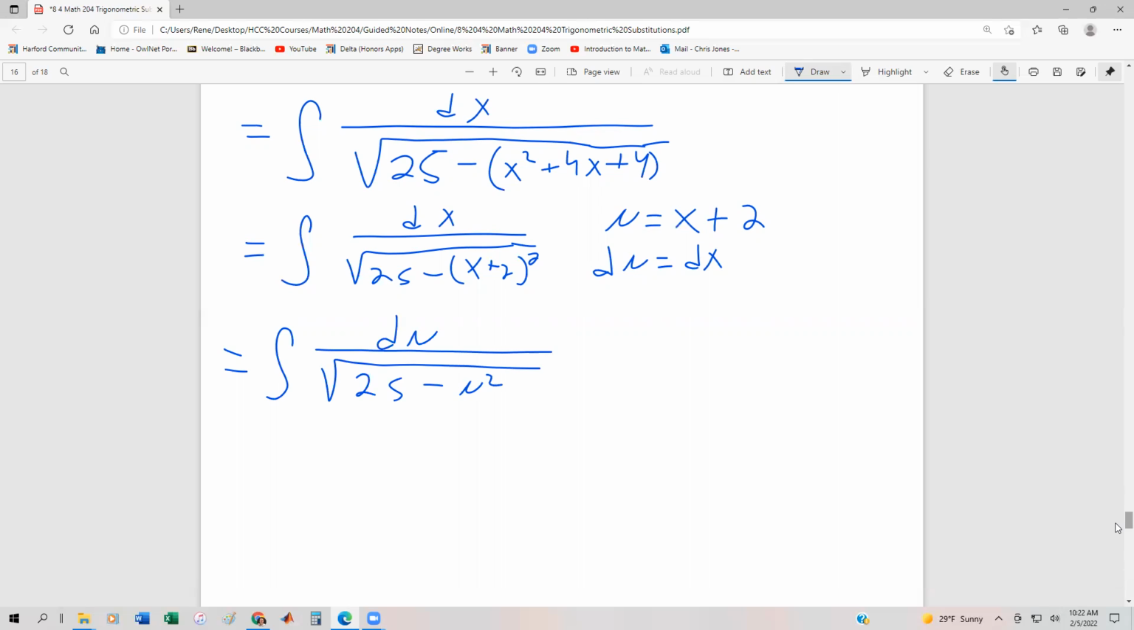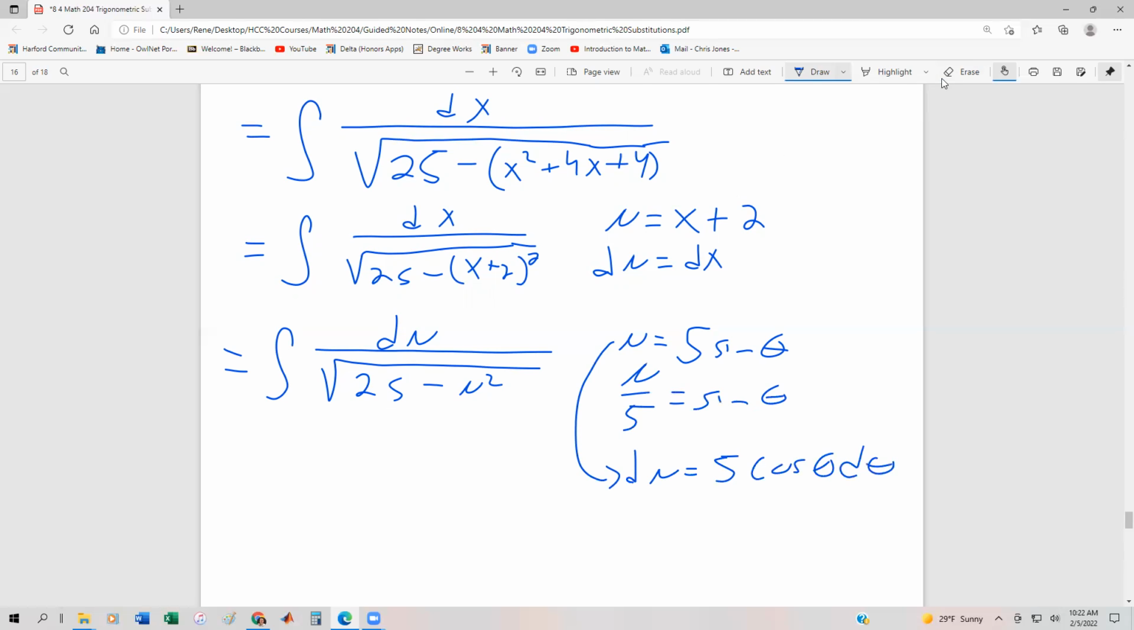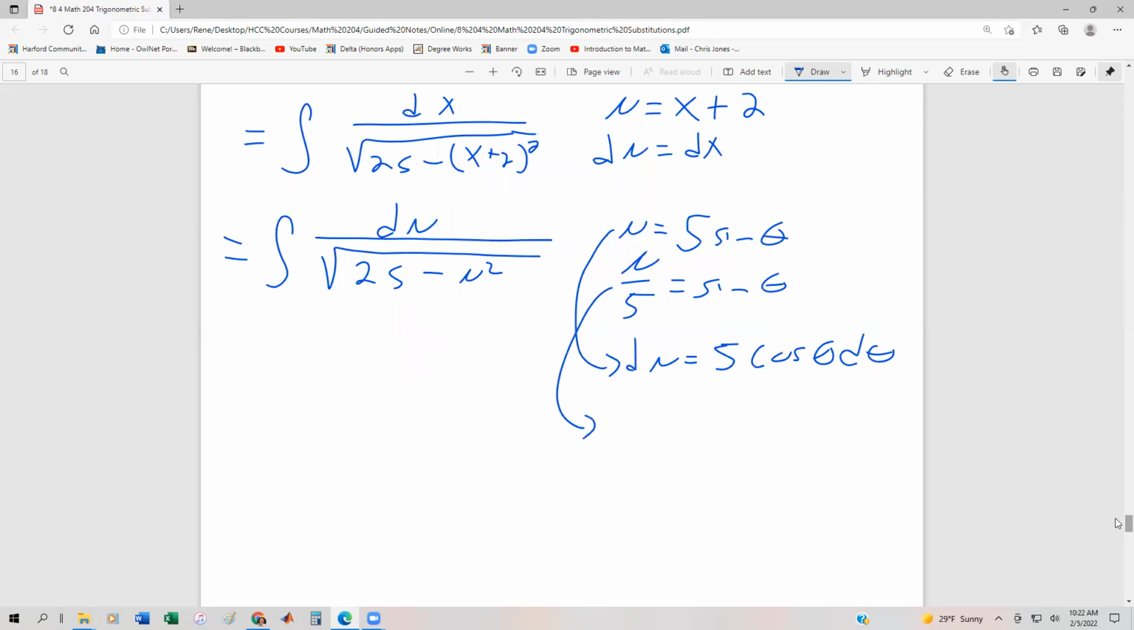So let's let u be equal to 5 sine of theta. I think it's pretty clear to everybody that a squared is 25, so a is going to be 5. We're going to have u over 5 equal to sine of theta. Our derivative, du, is going to be 5 cos theta d theta. So that's nice and easy. And it may behoove us in this problem to get the arcsine of u over 5 for theta. So arcsine of u over 5 equals theta.